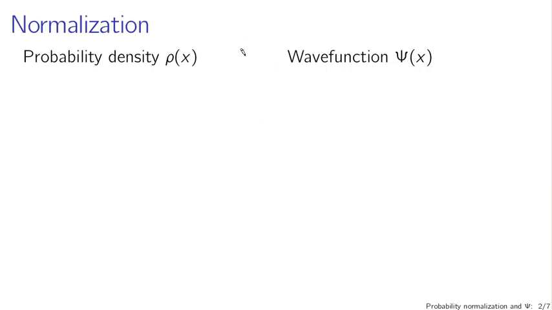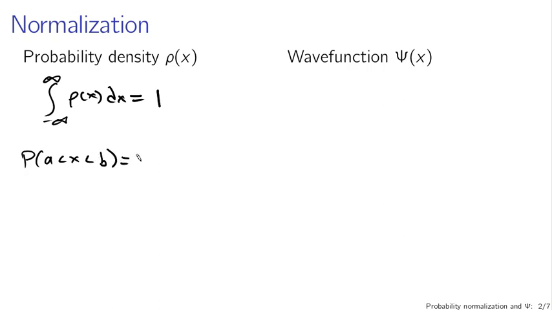Normalization in the context of a probability distribution just means that the integral from minus infinity to infinity of rho of x dx is equal to 1. You can think about that as the extreme case of the probability that, say, x is between a and b being given by the integral from a to b of rho of x dx.